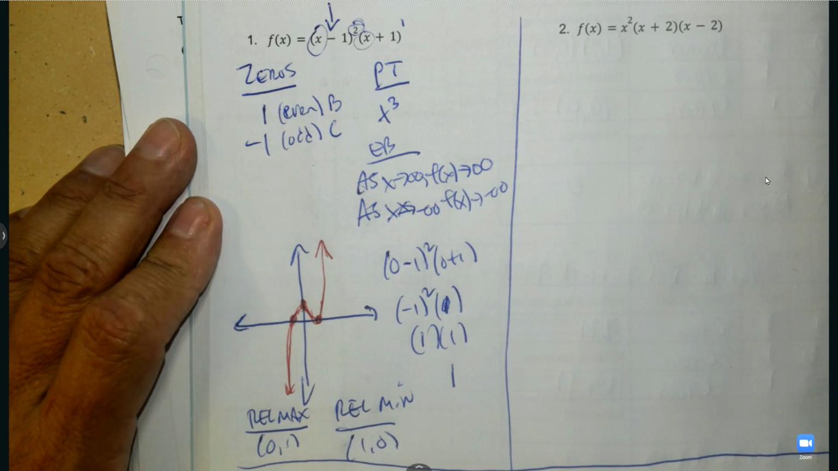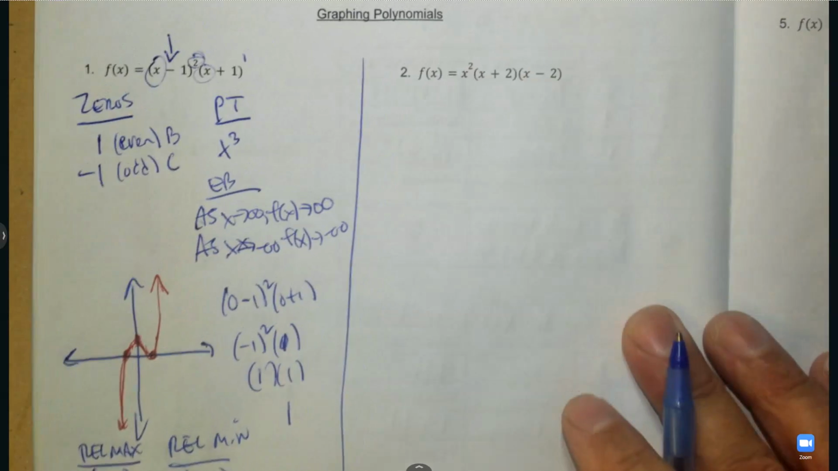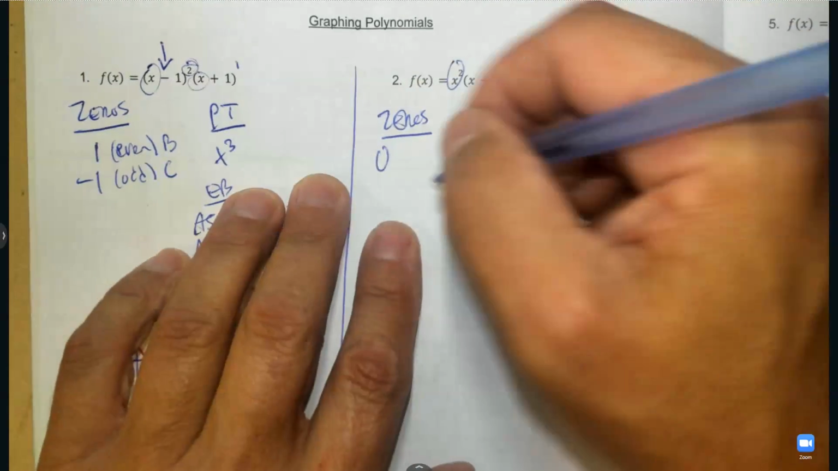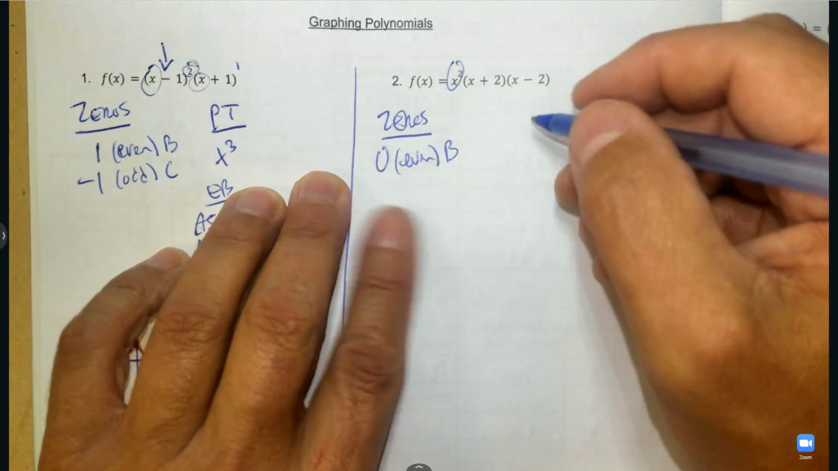All right, press pause, try number 2, or keep it rolling and get some support. So again, what are the things I look for here? The zeros. So x squared, the zero is 0. It has an even exponent. That means it's going to bounce at 0.